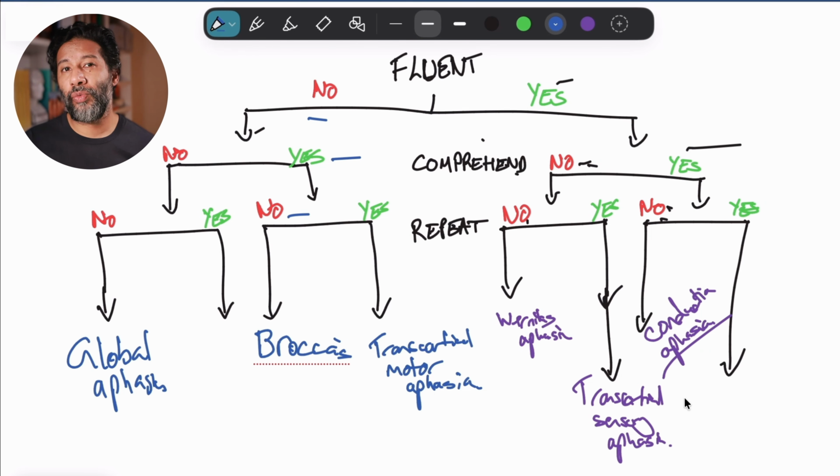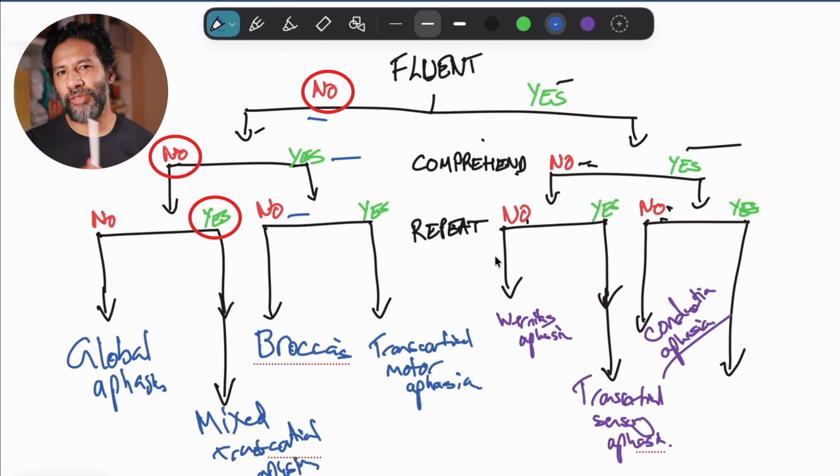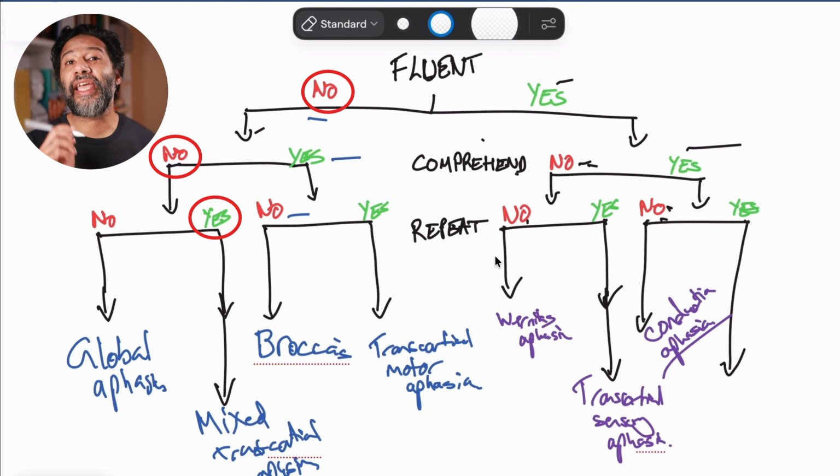Now, these are the rarer ones. I really wouldn't worry about these too much, but we're just going to go over them nonetheless. So we have non-fluent, comprehension is impaired, but repetition is intact. And this is a super rare one. I'll bring this down here. And this is called a mixed transcortical aphasia. Now, they cannot speak, they cannot comprehend, but they can repeat, sometimes repeating everything you say back word for word, which is echolalia.